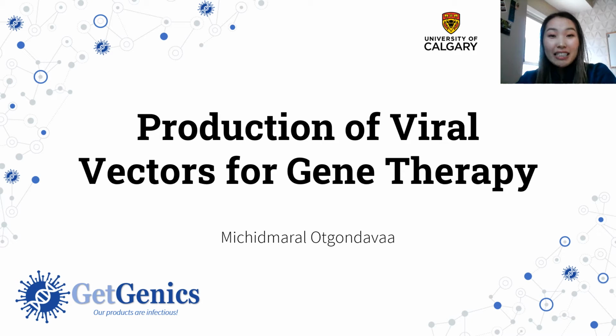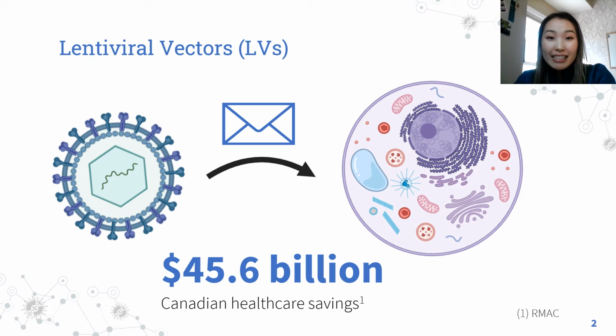My name is Maral, and today I'll be talking about my technical contributions to our Capstone project, which is producing viral vectors for gene therapy. Gene therapy is a way to use genetic information to treat or prevent disease. Vectors are the vehicle that delivers genetic material into target cells, and they essentially act like an envelope that carries genetic information. With gene therapy, we have the potential to save $45.6 billion a year in Canada.